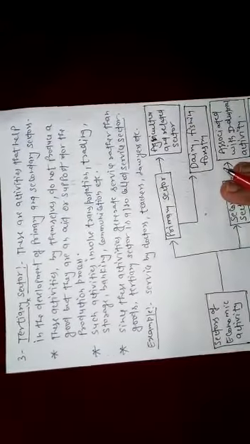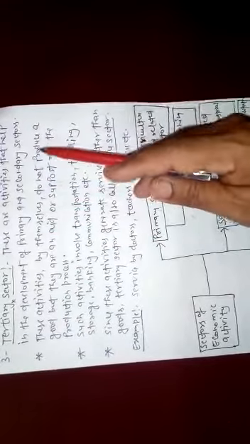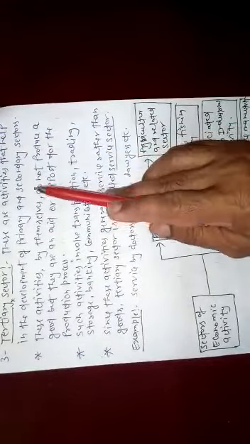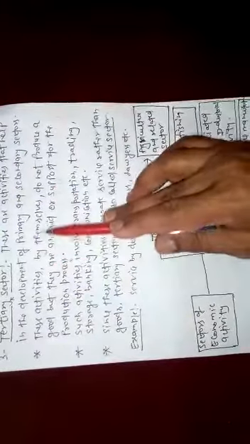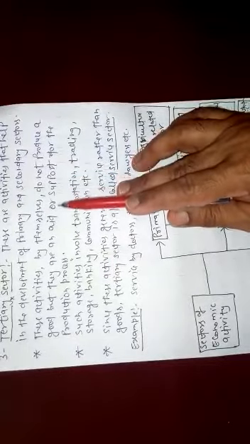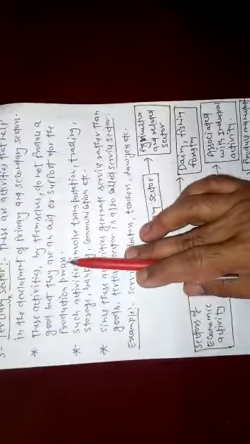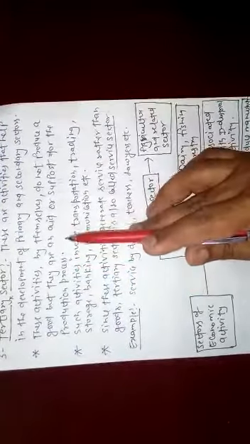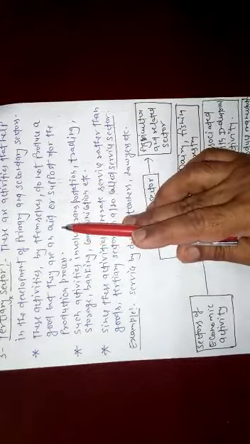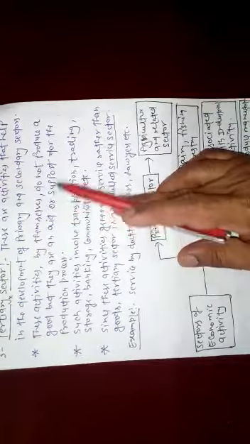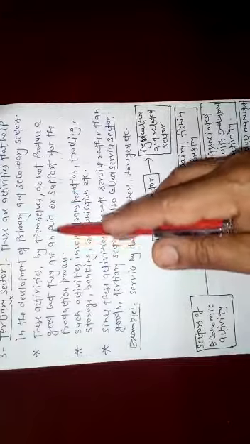Next is the tertiary sector. The tertiary sector is also known as the service sector, because these are the activities that help in the development of the primary and secondary sectors. In these activities we use the primary and secondary sectors. That's why it is called the service sector. These activities by themselves do not produce goods, but they are an aid or support for production. No type of production is involved in this sector; it relies on the ability of human beings.